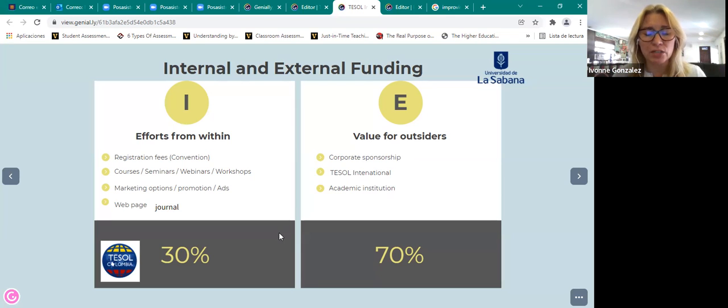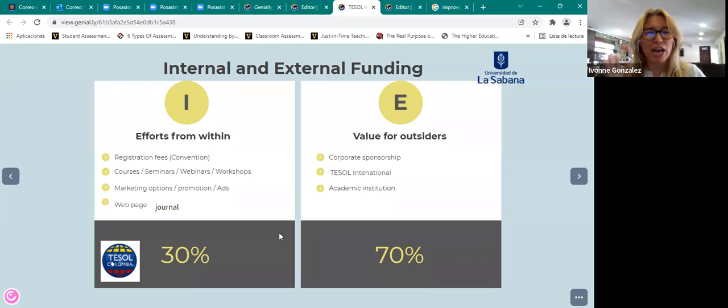Because that will help us make the decision on what to focus on and what strategies to implement. Okay, when we talk about internal funding, we have the options of the registration fees when we organize the event, the convention, the courses, seminars, webinars, workshops, etc., that we can charge attendees for, the marketing options, promotion, ads.